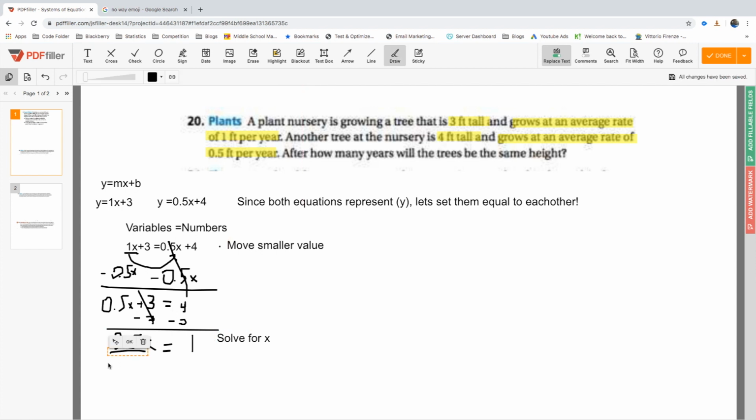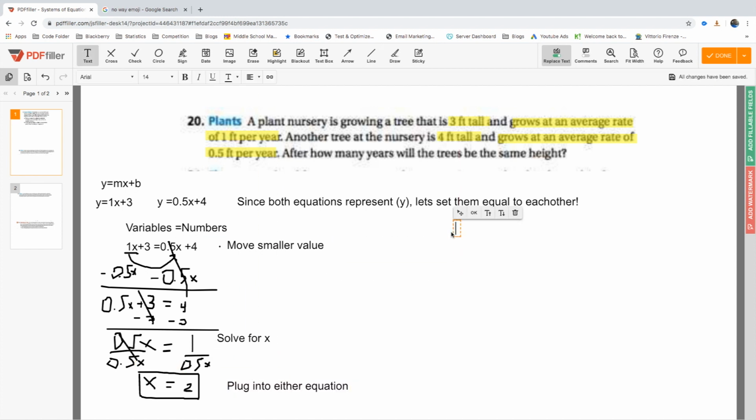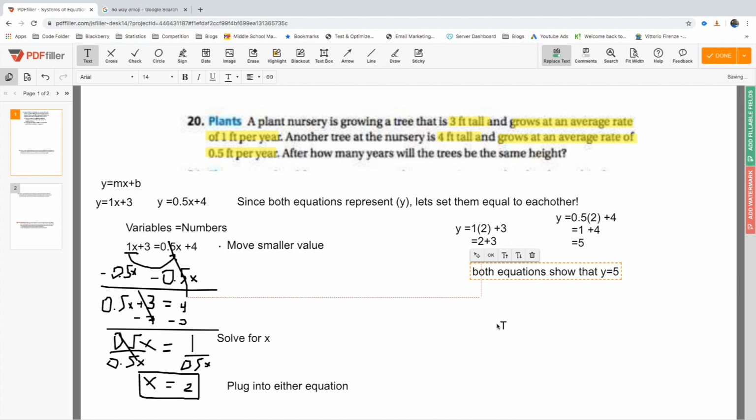I have my x value, so now I get to choose which equation I'm going to plug this x value into. Remember, it doesn't matter which equation you plug it into, the answer will still be the same. For the sake of this example, I'm going to plug it into both equations. When I've done that, I see that I have y equals 1 times 2 plus 3. I know 1 times 2 is 2, 2 plus 3 is 5. And then in my next equation, I have 0.5 times 2 plus 4. I know that 0.5 is simply half, and half of 2 is 1, and then 1 plus 4 is 5. So in both equations, I see that y equals 5.